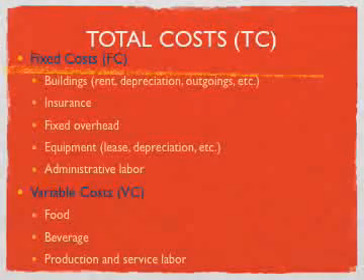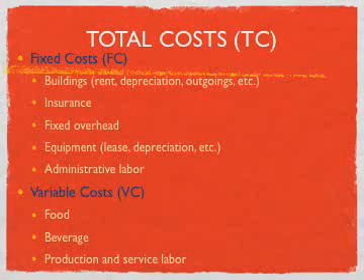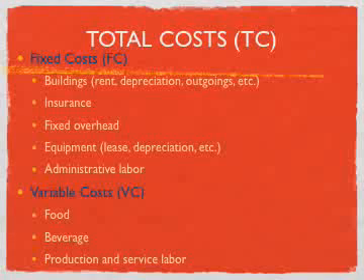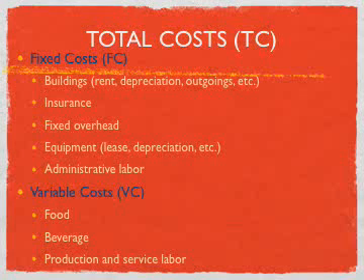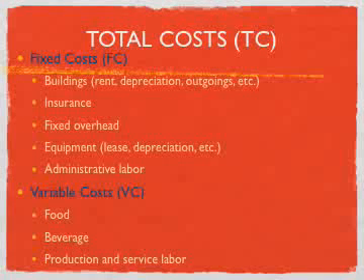Okay, so let's look at the different types of cost that we have. We have two different types of basic cost and some variations on that. The first cost is a fixed cost, and examples of it are buildings, rent, depreciation, insurance, overhead, equipment, and administrative labor. And administrative labor is considered a fixed cost because administrative labor is often salaried labor as opposed to hourly wage labor. A variable cost is food, beverage, and the production and service wage labor.